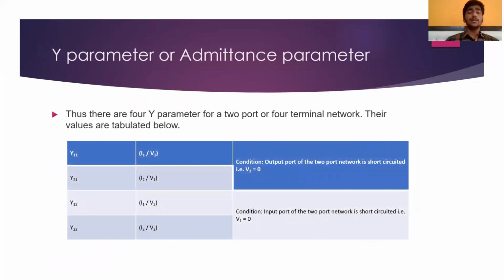Thus, there are four Y parameters for a two-port or four-terminal network. Their values are tabulated as below. Y11 is equal to I1 by V1. Y21 is equal to I2 by V1. Here the condition is that the output port of the two-port network is short-circuited, that means V2 becomes 0. And the other two are Y12 is equal to I1 by V2 and Y22 is equal to I2 by V2. Here the condition is that the input port is short-circuited.